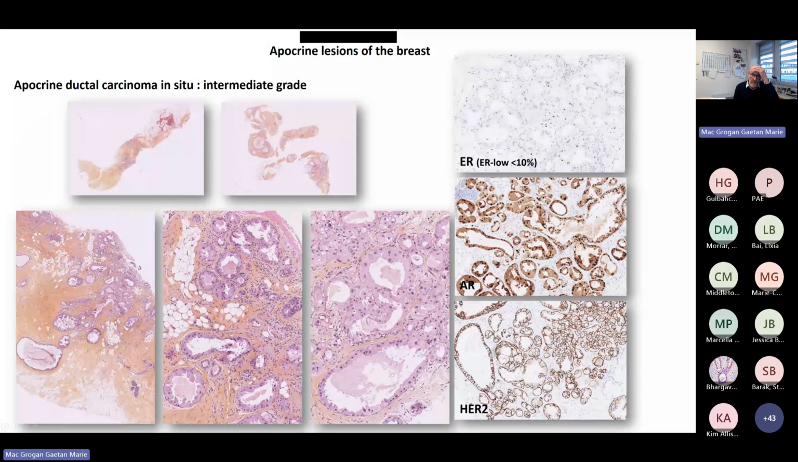Another example on a core biopsy of an atypical apocrine proliferation with a differential diagnosis between atypical apocrine adenosis versus apocrine DCIS. And as you can notice, there was a 3+ overexpression of HER2 in the tumor cells, so we concluded to apocrine DCIS.